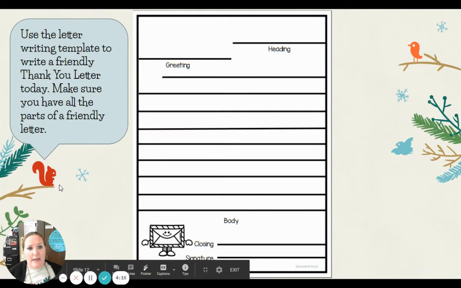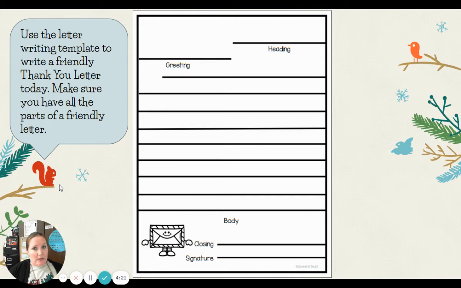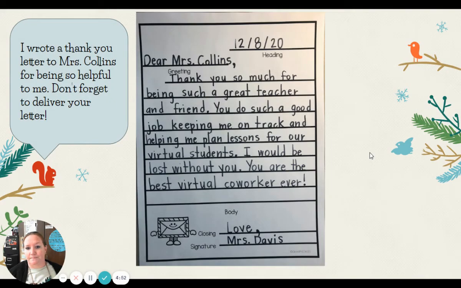Your job today is to write a friendly thank you letter. It can be to anyone that you would like to choose, but we would like you to include those 5 parts of a friendly letter. Miss Davis has included a template, an example page for you here that you may print out a copy of. You don't have to print a copy. If you would like to just write on your paper, that's fine, but please make sure to include all 5 of those important parts of a friendly letter. And then it's nice and neat and organized, just like our template.